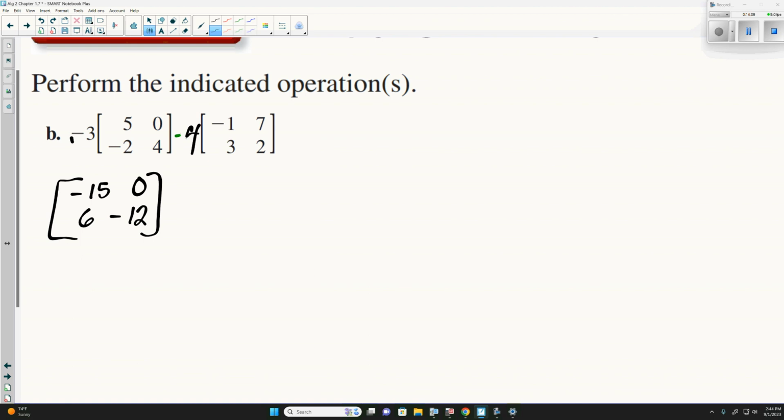Now we need to distribute this 4 or negative 4 through it. We can choose one or the other. If we choose to multiply by just the 4 first, 4 times negative 1 is, 4 times 7, 4 times 3, 4 times 2. I didn't take the negative with it, so we are subtracting. Do y'all see that? Yeah.